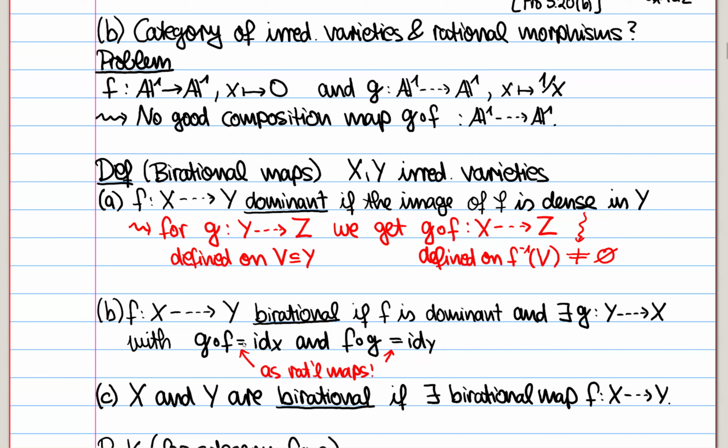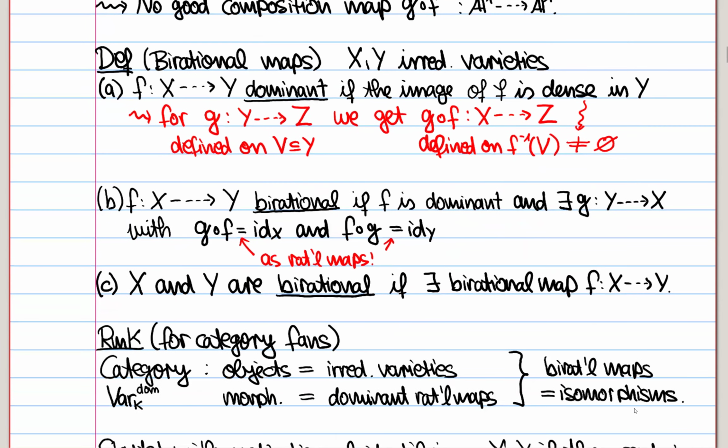And these equalities here are really equalities of rational maps. In other words, these compositions agree with the identity on some non-empty open subset. And you see, this is exactly the kind of notion of isomorphism. You have an inverse map in this space of rational maps. And then finally, X and Y are called birational, these varieties, if there exists a birational map between them. And this is the kind of notion of isomorphism.